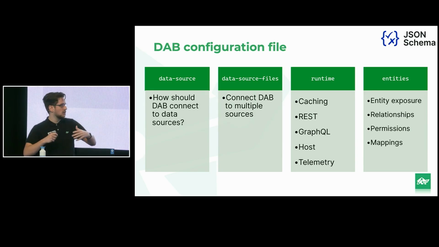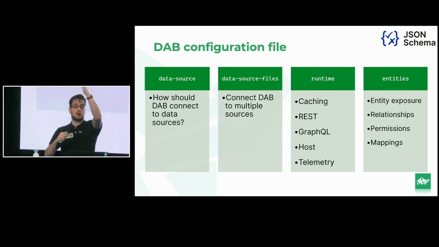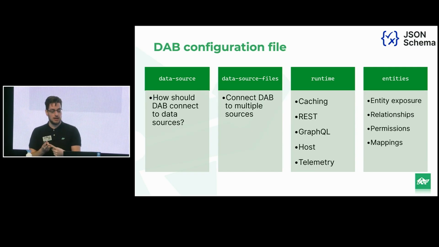But you can connect one instance of DAB to multiple database sources. You could say, I want the books to be retrieved from Postgres, I want the authors to be retrieved from SQL Server. Or you just use everything Postgres and have one instance and multiple databases exposed. There's runtime options for caching, REST and GraphQL, the host, the telemetry, loads of options.